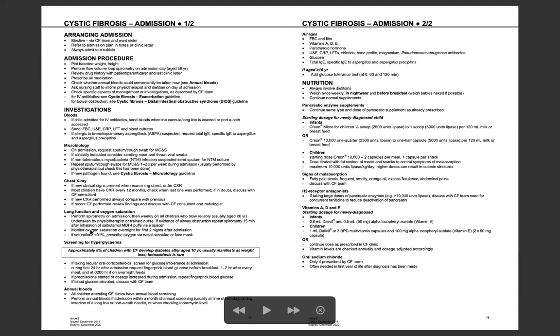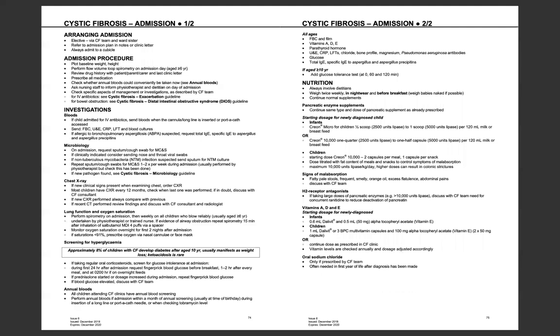So lung function, when do you do it? Perform spirometry on admission, then weekly on all children who blow reliably. This is for those more than 6 years. So always when we are presenting the case, we have to see the age of the child also. Who will do these lung function tests? They are undertaken by a physiotherapist or trained nurse. If there is evidence of airway obstruction, repeat spirometry 15 minutes after inhalation of salbutamol 4 puffs via spacer.